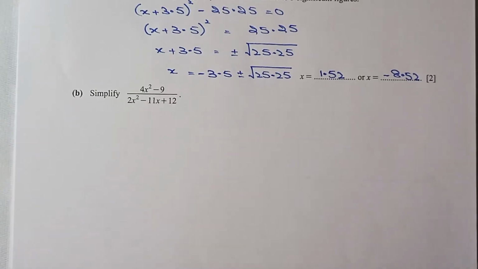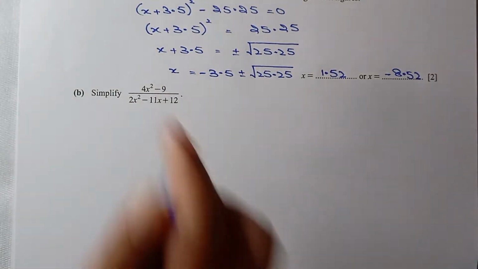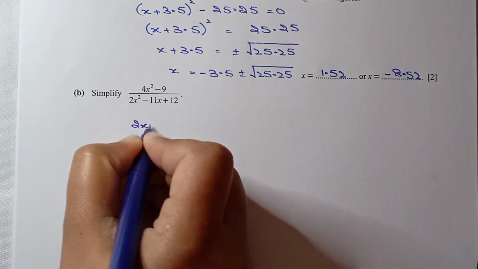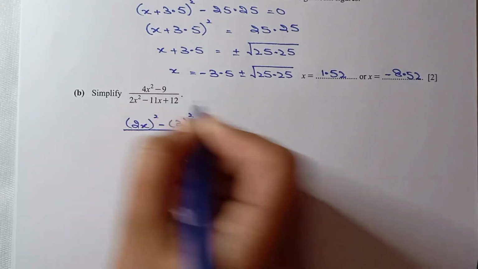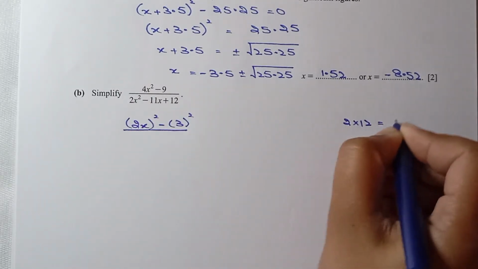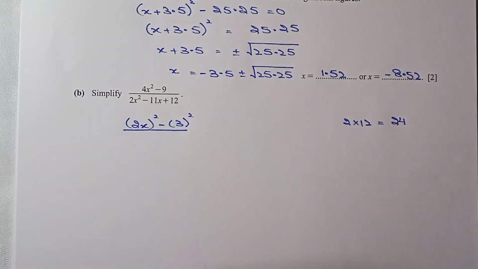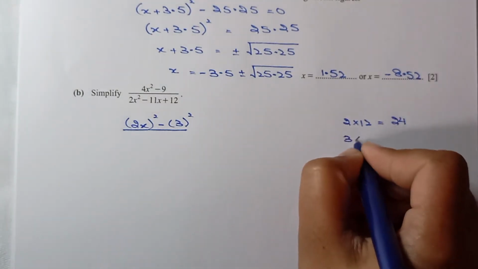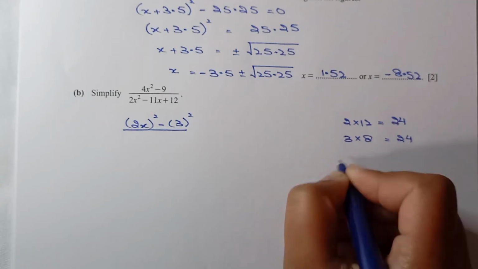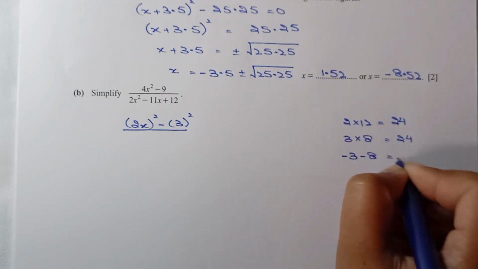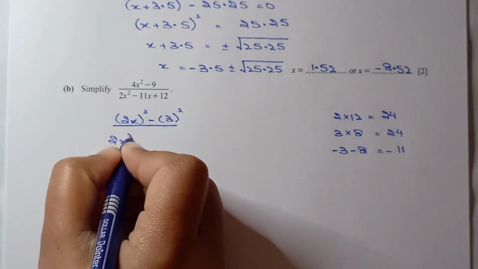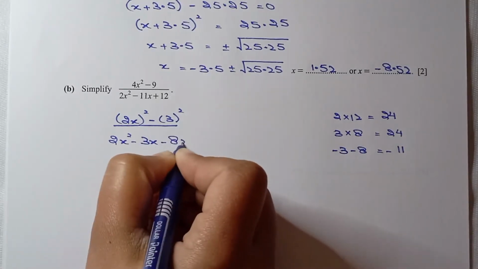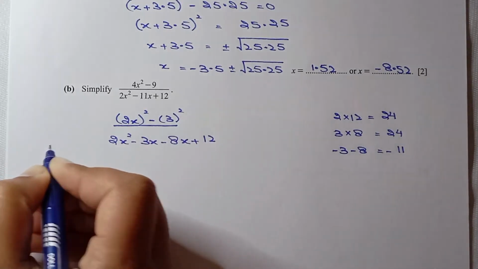Now for the b part, we need to simplify this expression. So from the numerator, we can see we have 2x whole square minus 3 whole square. And in the denominator, 2 times 12 is 24. Now we need to find the factors of 24 that gives negative of 11. 3 times 8 is 24, right? And when we do minus 3 minus 8 is minus 11. So let me break the midterm now. So 2x square minus 3x minus 8x and plus 12, right?